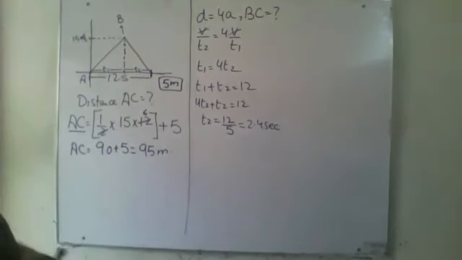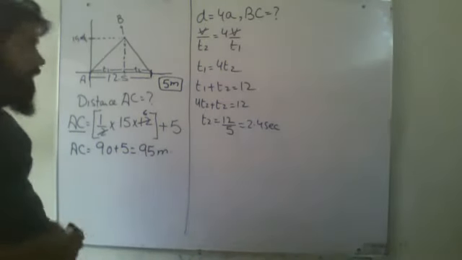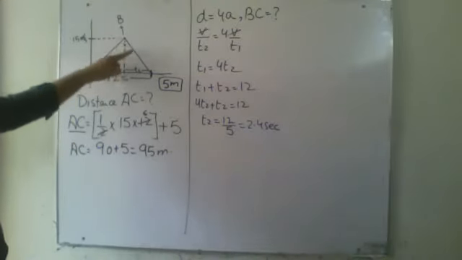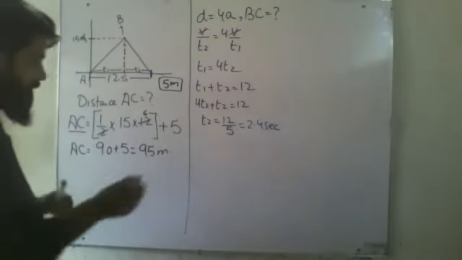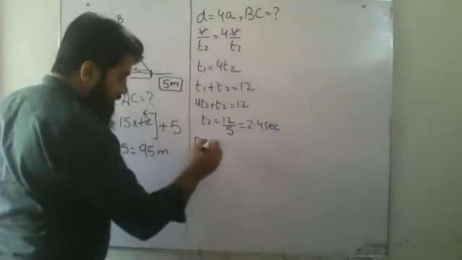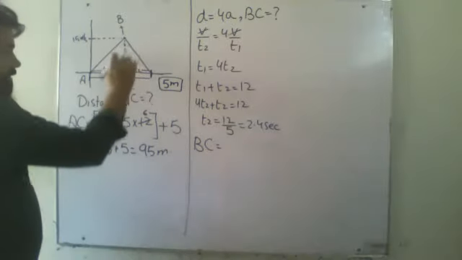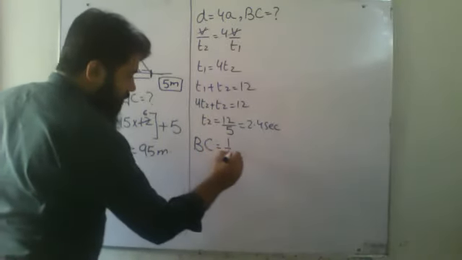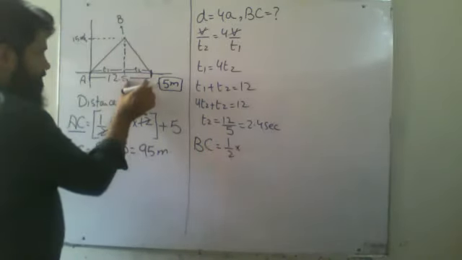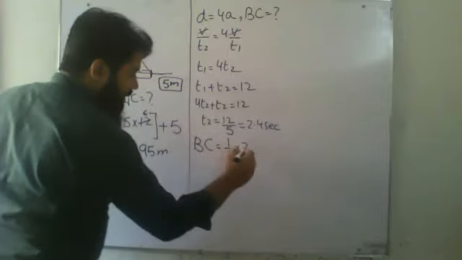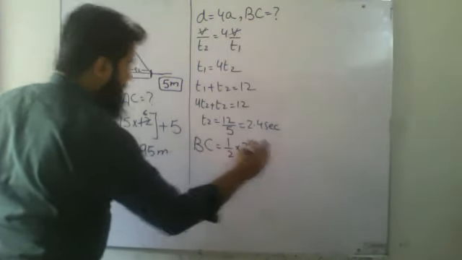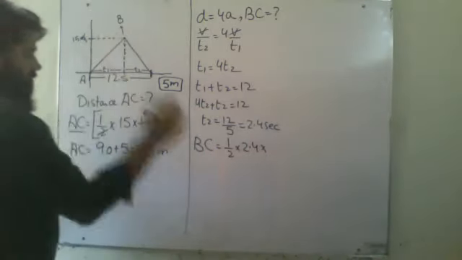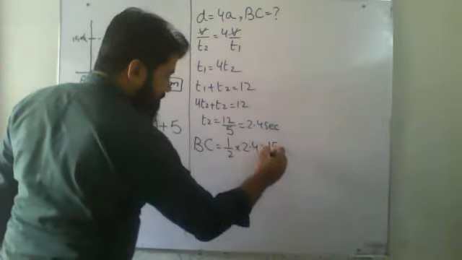Now, as I have to find the value of BC, what will I do? First of all, I will find the area of this one. BC equals, first of all, this area: 1 over 2 into 2.4 into 15.